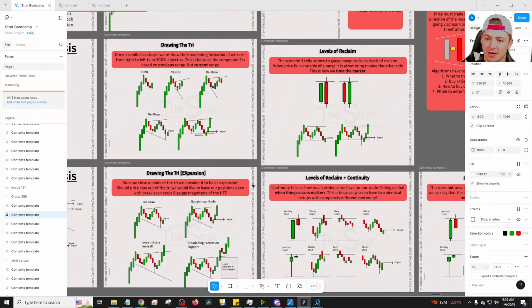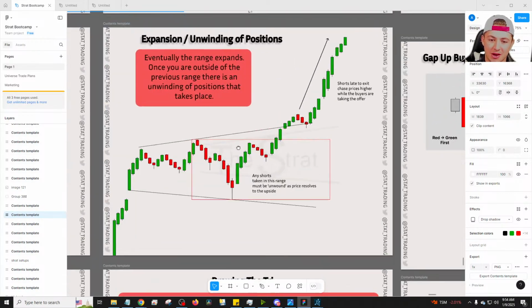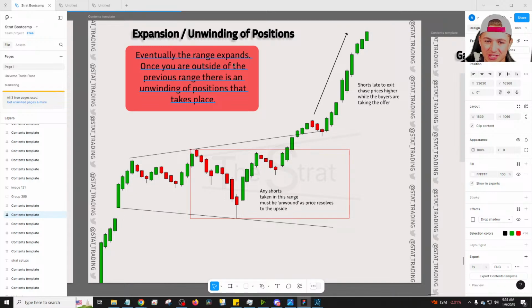So if we take a look at the unwinding of positions, once the range expands, all the shorts that are taken in here, if they're not out yet, they've got to unwind their positions into higher prices. So that's what causes this big crazy expansion, especially when you have a very aggressive buyer, which is where things like Nvidia and Tesla, where they have the short squeezes going on. That's exactly what's happening. You're creating these broadening formations where the shorts are hitting the bid. And then once they're done, the buyers are like, yep, we're still buying. And then it goes the other way and they're screwed.